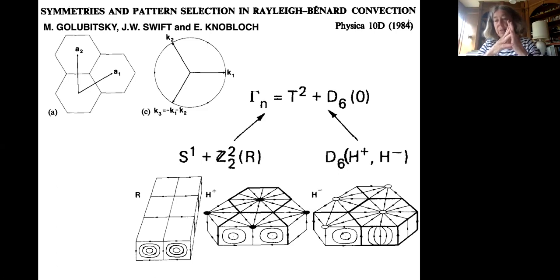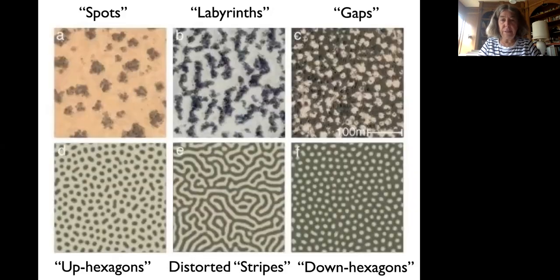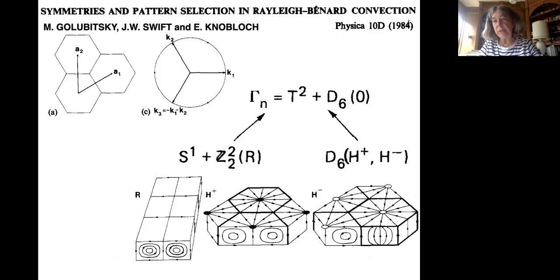One of them is what I'm calling, and what they call, the up hexagons, one is the down hexagons, and one is the convection roll pattern. So that's what I'm calling the stripe pattern. So if I go back to these, it seems to me that these match up very nicely with these classic patterns from fluid dynamics.